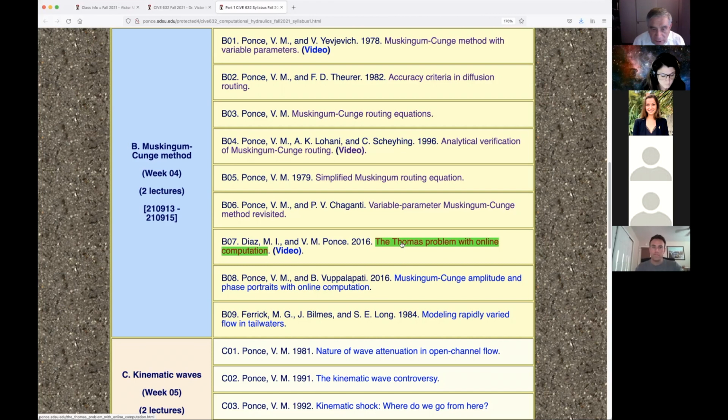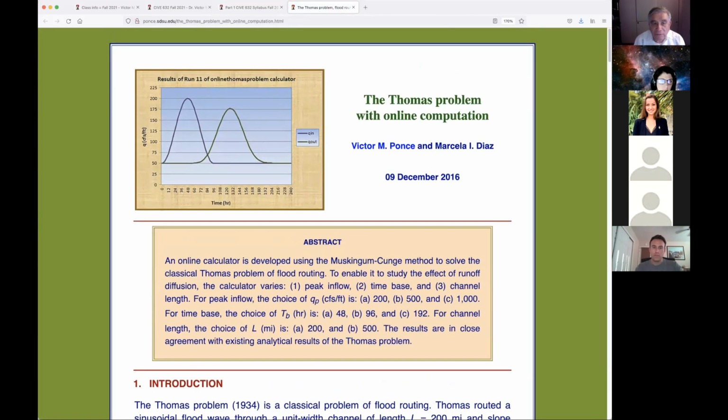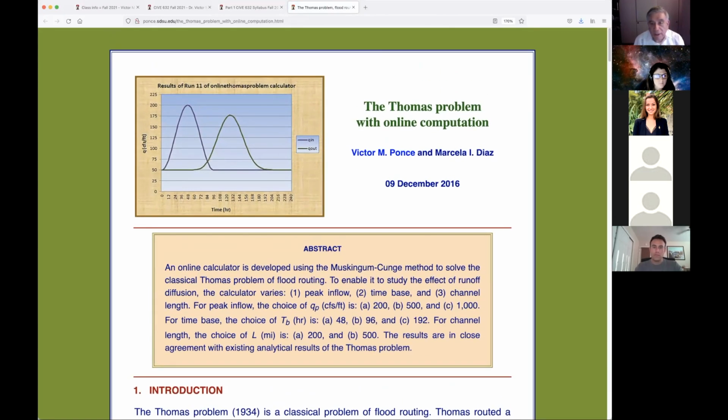This is the paper, the work that Marcela Diaz did for us, and there's a video in there. I may show it later, depending on whether we have time or not. We're going fairly smoothly in here. The Thomas problem in online computation. We had the Thomas problem nailed down for many years, and I asked Marcela to come up with a calculator. She wanted to do that. It's not easy, but it can be done because technically I'm right next to her. So if you make a mistake, I can help her fix it.